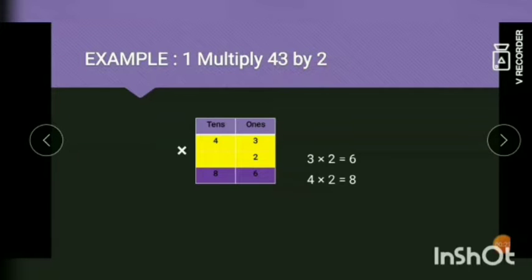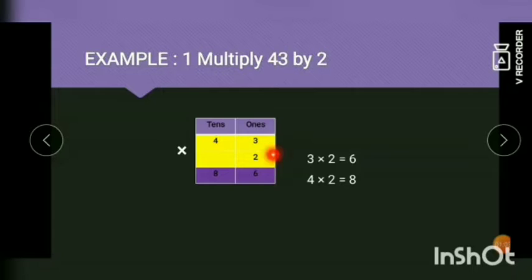So, first we write the number 43 in the place value chart as the number 3 is in ones place and 4 is in tens place. Next we write the number 2 in the ones place. So first we multiply the ones place value and then we multiply tens place value. So first we multiply ones, so 3 into 2. So 3 2s are 6. So we write the number 6 in ones place.